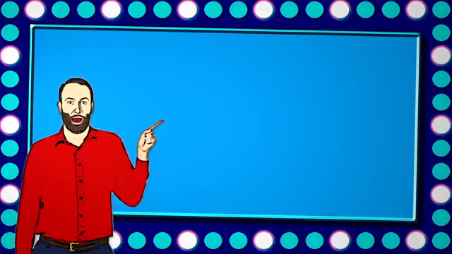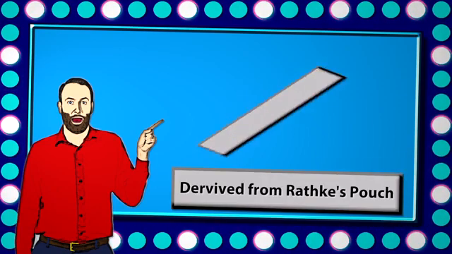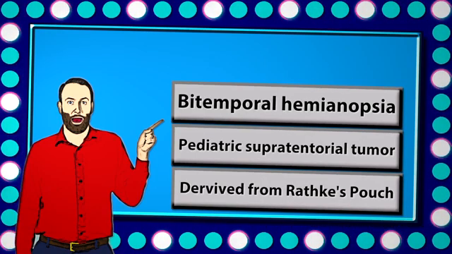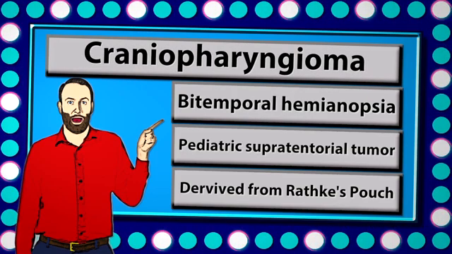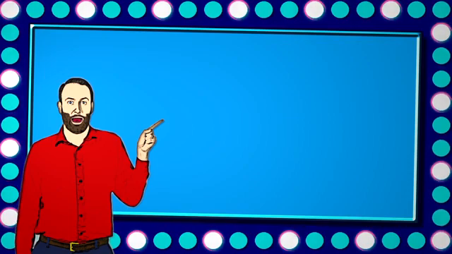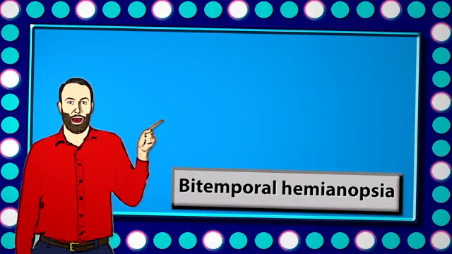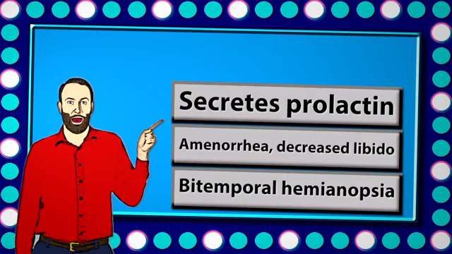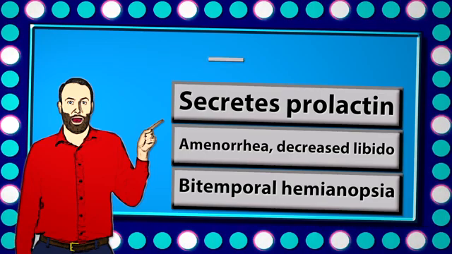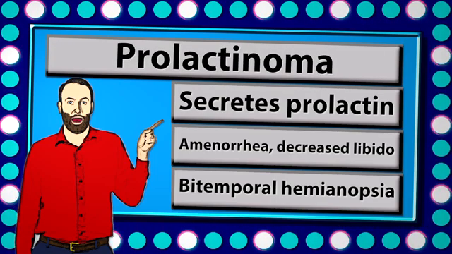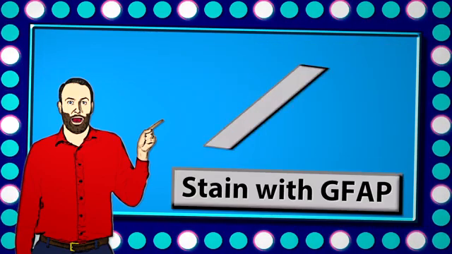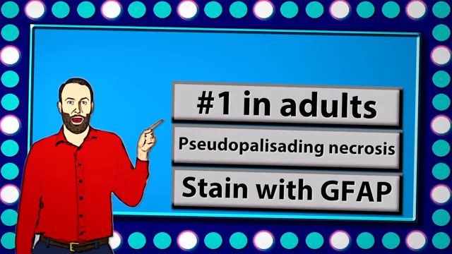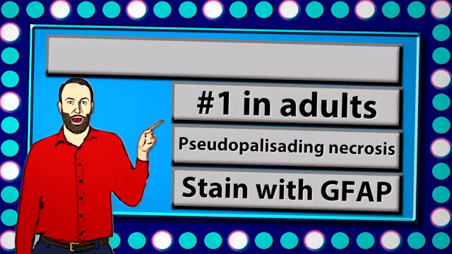Next, we have derived from Rathke's pouch, pediatric supratentorial tumor, bitemporal hemianopsia. That's going to be a craniopharyngioma. Next, we have bitemporal hemianopsia, amenorrhea with decreased libido, secretes prolactin. That's a prolactinoma. Next, staying with GFAP, pseudopalisading necrosis, number 1 in adults. That's going to be a glioblastoma.